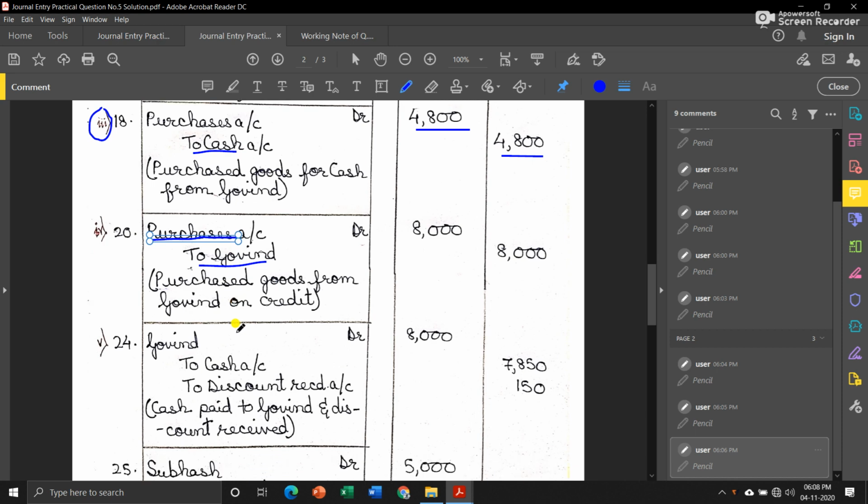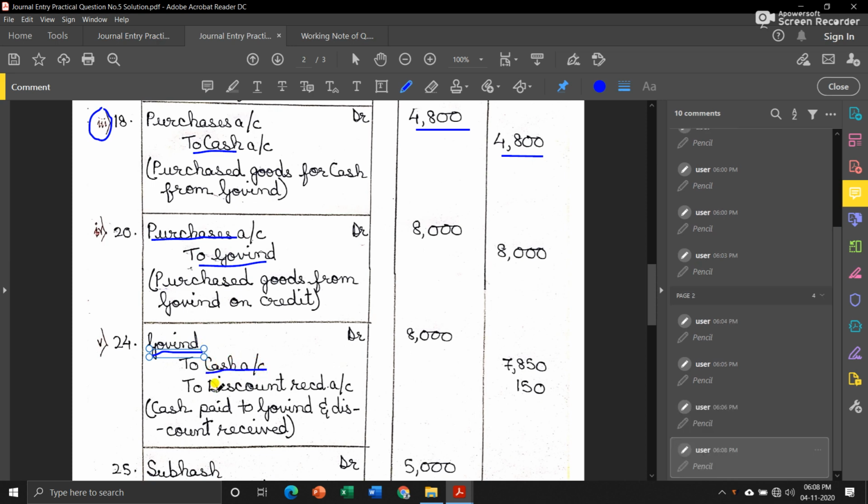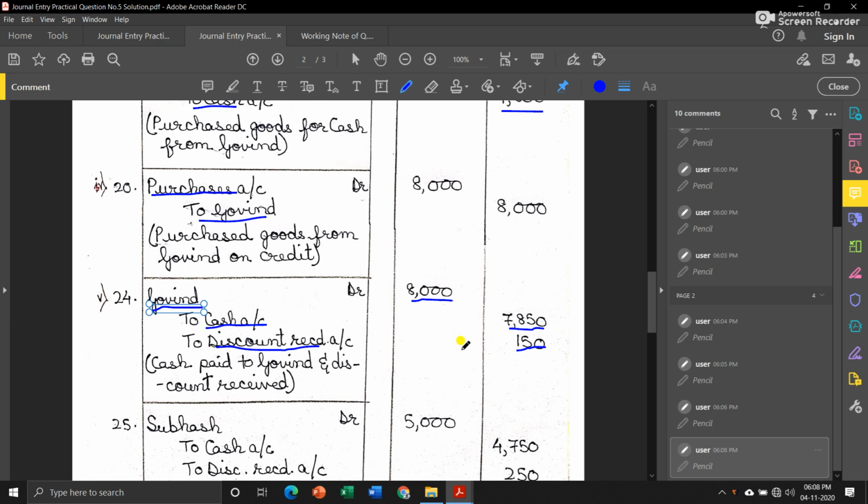So the entry will be: Govind, he is the receiver, so his account will be debited. Cash is going out from the business and we receive discount, so we will credit it as well. Now come to the amount side. Actual cash paid was 7,850 as given in the question, and after calculating in our working note, we found out that we received 150 worth of discount received. So altogether we were supposed to pay him 8,000.